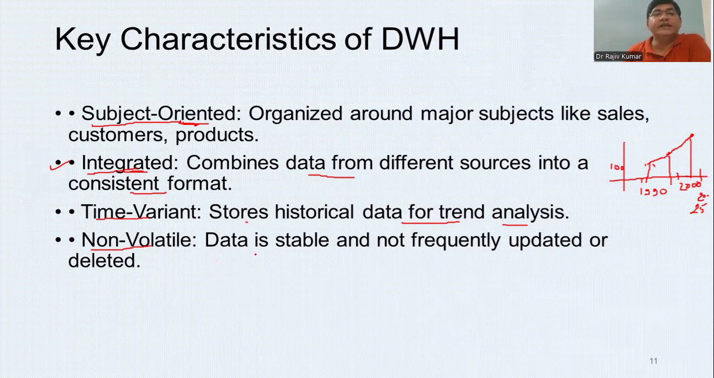Non-volatile means data is stable and not frequently updated or deleted. So your data is stable. Once it is stored in the data warehouse, it is non-volatile. You can't change the data. So these are the four major characteristics of data warehouse. Now you have to do one activity based on these characteristics of data warehousing.